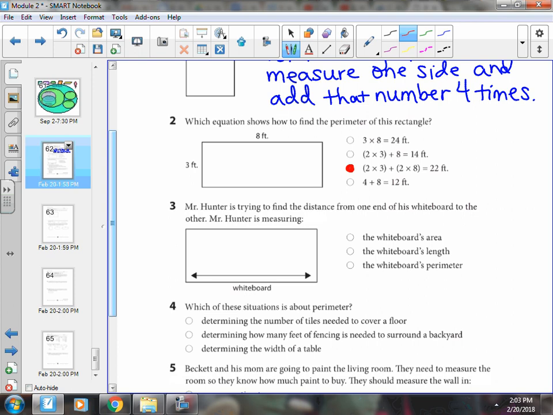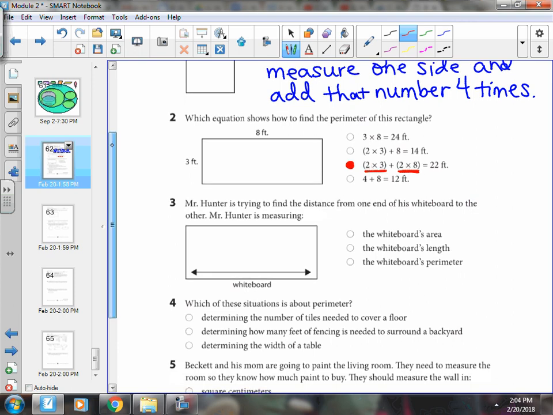Let's break it down here. I know that 2 of the sides have a length of 3, and 2 of the sides have a length of 8. Add it all together and it's 22. So they're showing it in just a slightly different way.